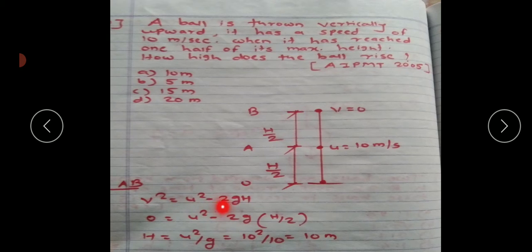V square is equal to u square minus 2gh. So vertically upwards, so it is positive, and g is negative, so 0 is equal to u square minus 2gh. Here h is h by 2, as we are considering the half of the distance. So after solving, h is equal to u square upon g, that is 10 meter.